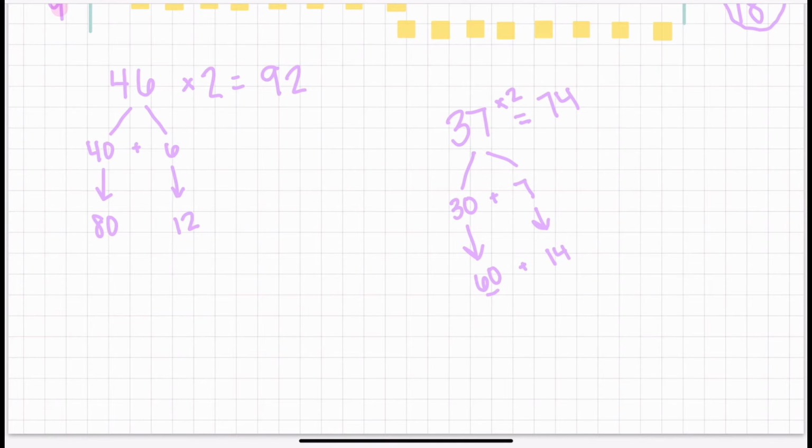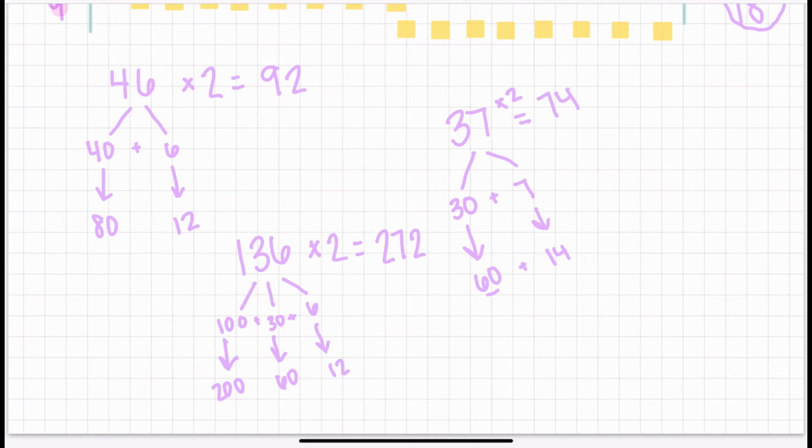Let's look at doubling larger numbers. Okay, so the same strategy. We are going to decompose this into hundreds, tens, and 1s. We double our hundreds to 200. We double our tens to 60. And we double our 1s to 12. So we know that the double is 272. Okay, I would like for you to press pause and double this number using a similar strategy.